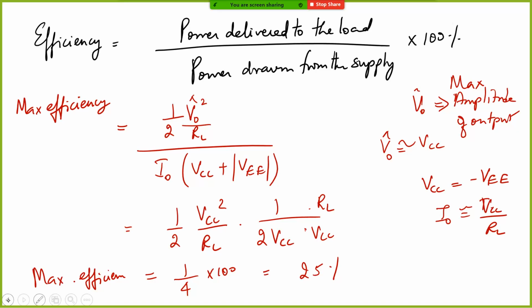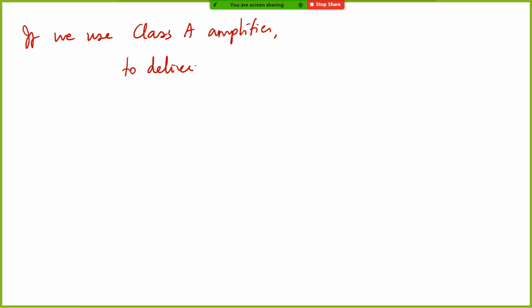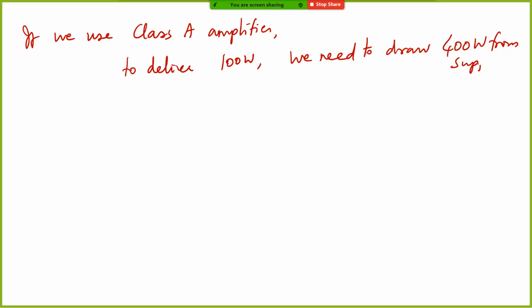So what we have seen here is, if you talk about the power delivered to the load and the power drawn from the supply, if you take the ratio for the peak output power case, what is your max efficiency? It is only 25%. In other words, if we use a class A amplifier to deliver 100 watts of power, we need to draw 400 watts of power from the supply. This is a colossal waste of power.